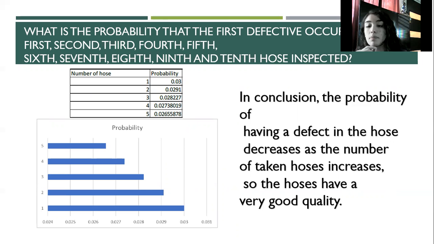So in conclusion, the probability of having a defect in the house decreases as the number of houses taken increases. So the houses have a very good quality. So that means that we reached the main goal of this project.